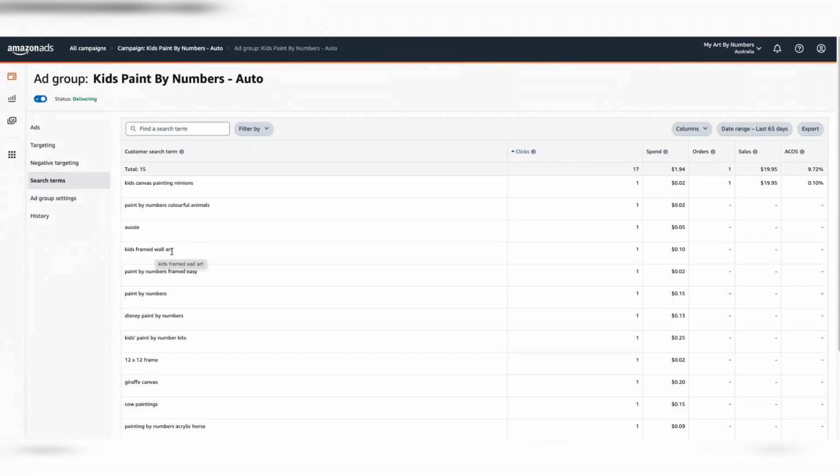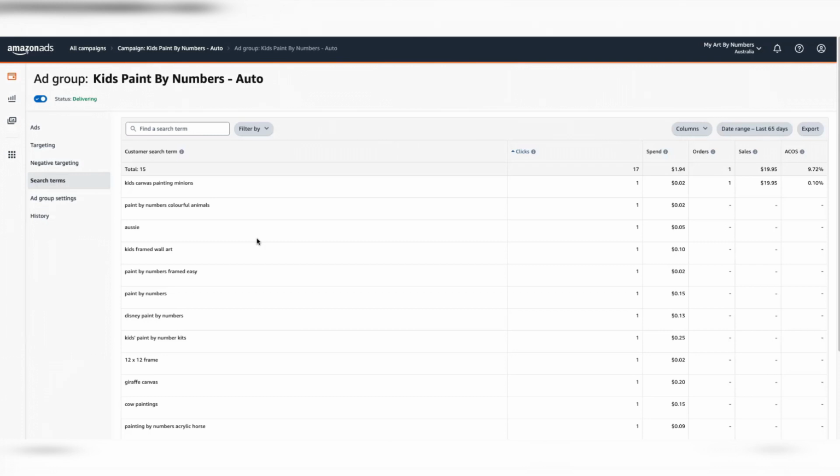Kids framed wall art. And again, these clicks are super cheap. So you don't necessarily have to, in this case, remove them. But if your ACOS was high, then you would want to be more strict about what you're getting rid of. You want to be more ruthless. Whereas if the ACOS is good, then you can be a bit more lenient and say, oh, this is kind of relevant. Well, we'll just keep an eye on it and let it run a bit longer and see.